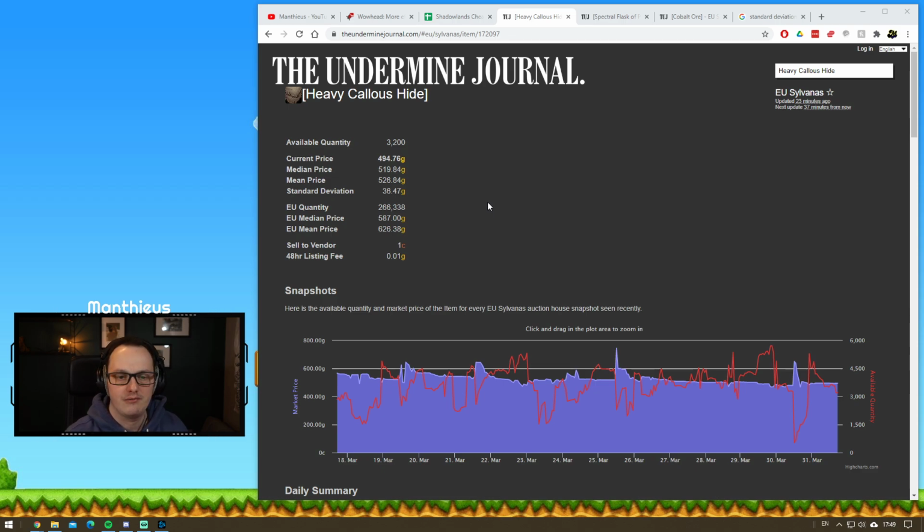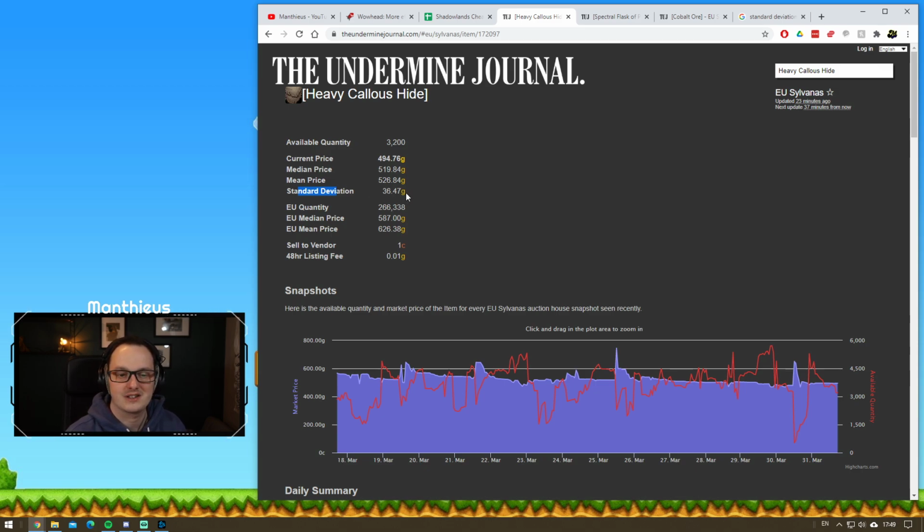Some of them are relatively straightforward to understand. We get some of them, right? Current price is quite simple. What is the price that it's currently listed for? This is basically the minimum price. This is the price it's currently being listed for on the auction house, and we kind of get that one. That was relatively sensible, right? Median price, you what now? Mean price, who? Standard deviation, you what now?